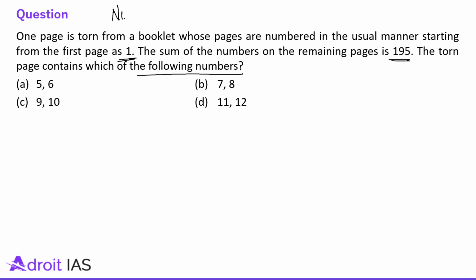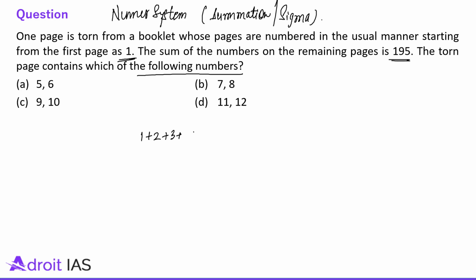See everybody, this question belongs to number system, and especially this question belongs to the summation concept, or you can say sigma concept. So the question says there is a booklet of some numbers starting with 1. So 1, 2, 3, 4, 5, 6 like this, the numbers are there, and it is up to n most probably.